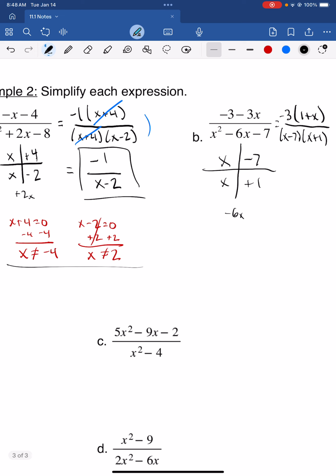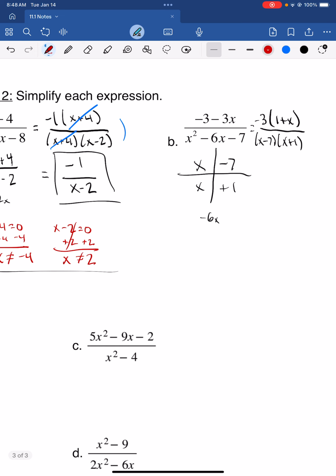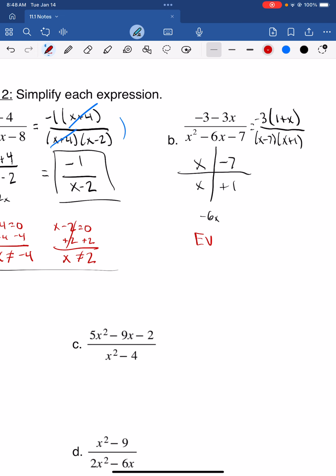Now, again, before I start canceling some things out, I must do my excluded values. So what I'm going to do is I'm going to take these 2 sets of parentheses, these 2 binomials, and I'm going to set them equal to 0. So x minus 7 equals 0, and x plus 1 equals 0. So plus 7, x cannot equal 7, minus 1, x cannot equal -1 there. All right, now that we've done that, we can cancel some things out. We got x plus 1 and 1 plus x. Those are the same thing, just written a little different.